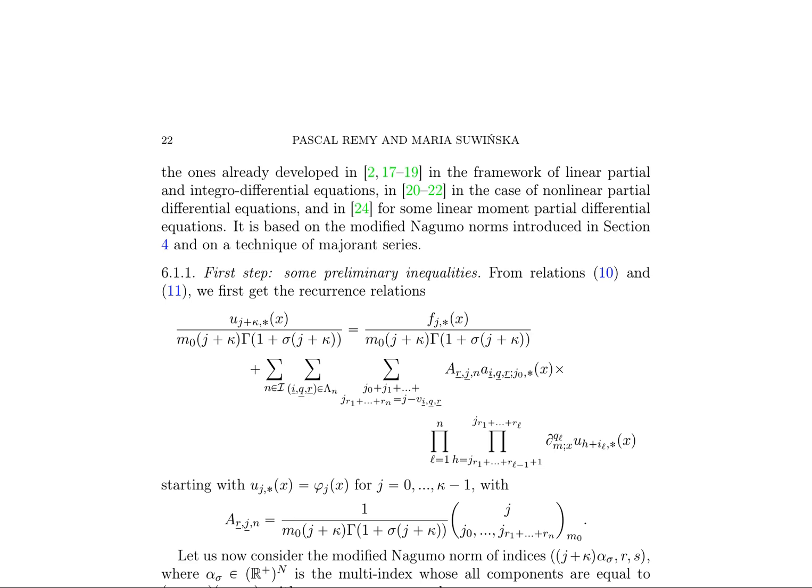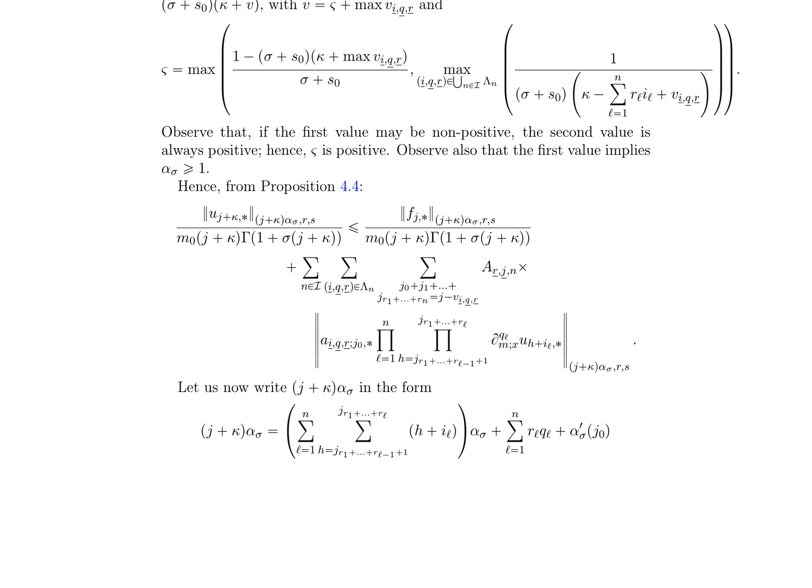The authors first derive recurrence relations for the quantities u_{j,kappa}(x) and f_{j}(x), using relations 10 and 11. These recurrence relations are based on the expressions for a_{r,j,n} and I_{q,r,j0}(x), as defined in the paper. Next, the authors consider the modified Nagumo norm of indices p_{j,kappa,q}, alpha, r, where alpha is a multi-index with all components equal to p sigma s0, q kappa plus v, and v is the maximum value among v, q, r.